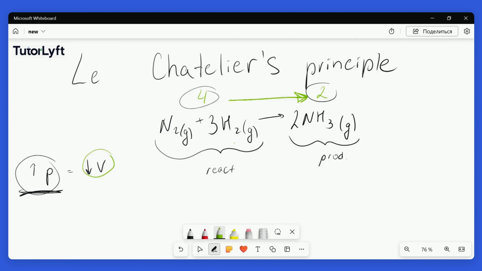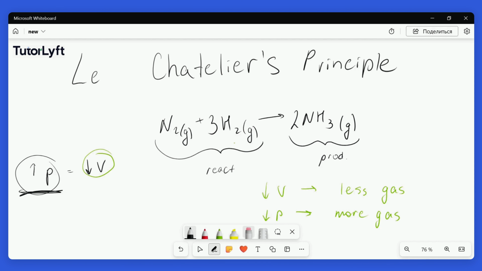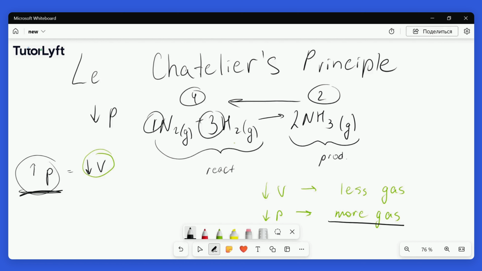The same way, if we decrease the volume, it's going to be the same thing. If we decrease the volume, we are moving towards less gas. If we decrease the pressure, we move towards more gas. So let's say we decrease the pressure. Again, we have 4, we have 2, right? Why 4, by the way? 3 plus 1, right? We have 1 here. So we decrease the pressure and we move where? To more gas. Where do we have more gas? On the left, right? From 2 to 4. That's one of the principles.